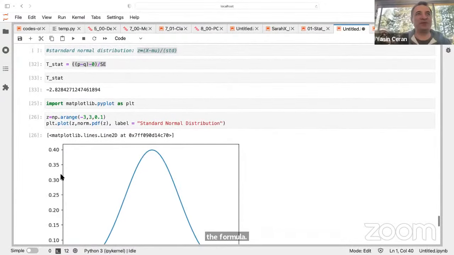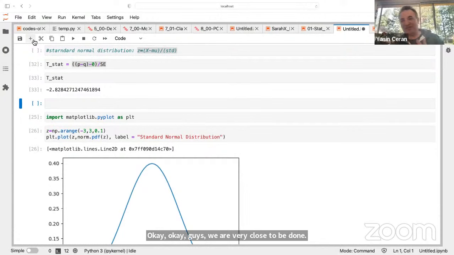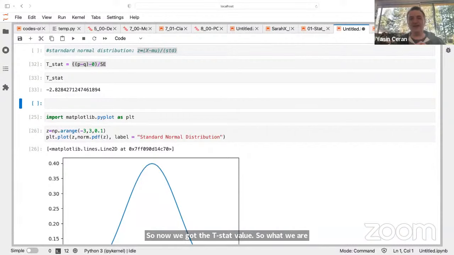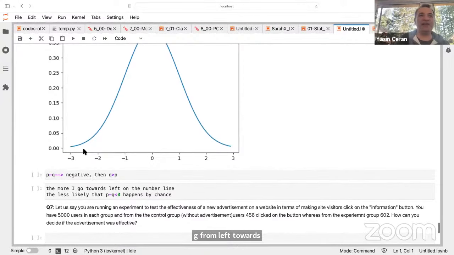Okay, guys, we are very close to being done. I tried to explain what this T-stat means, and I hope it is not so confusing. Now we got the T-stat value. So what we are going to do is find the area under the curve, starting from the left all the way to the T-stat. I'm going to find the area under this curve from negative infinity up to this T-stat.